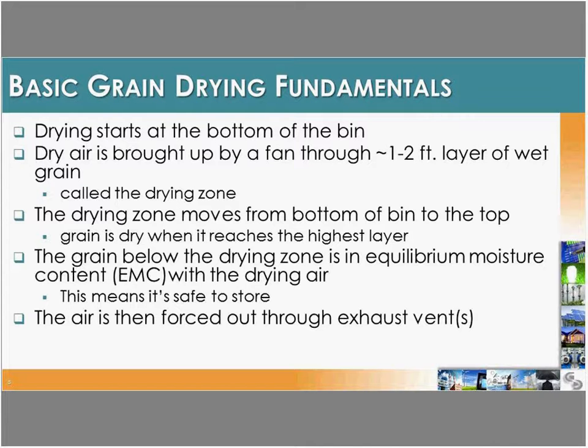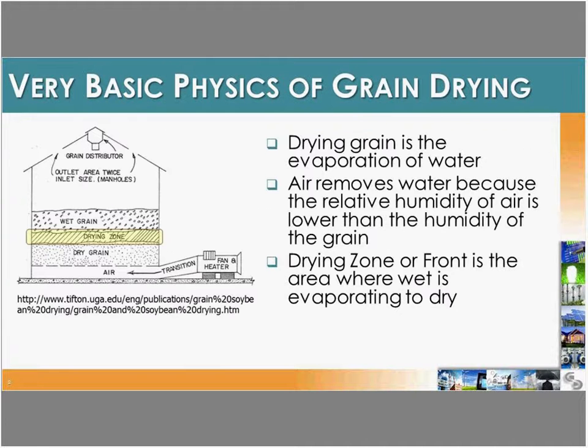The grain below the drying zone is in equilibrium moisture content, which they refer to as the EMC, with the drying air. So this means it's safe to store. The moist air is then forced out through the exhaust vents. We'll just go back to that other slide. And again, you'll see how the fan and the heater, if there is a heater, work and transition the air through the floor, through the grain to the top.